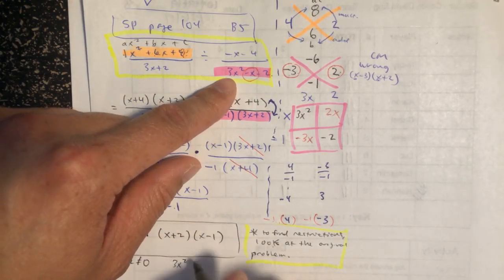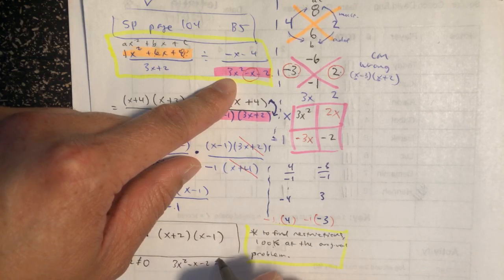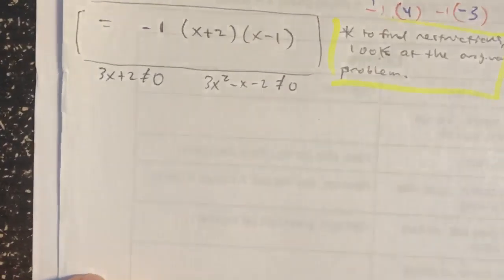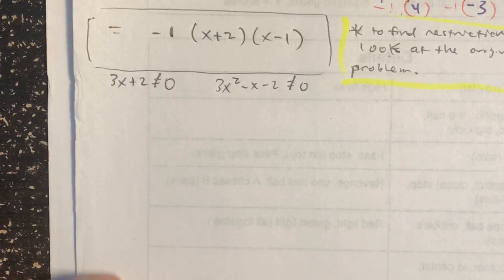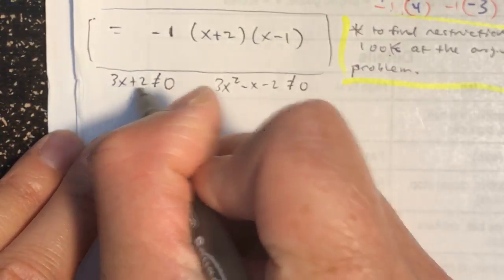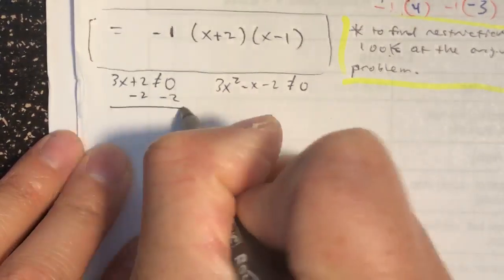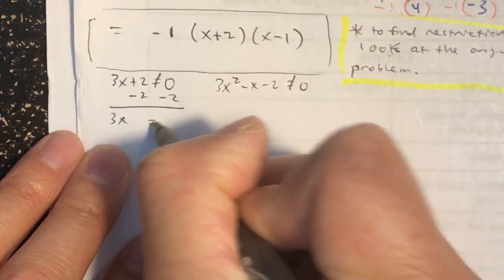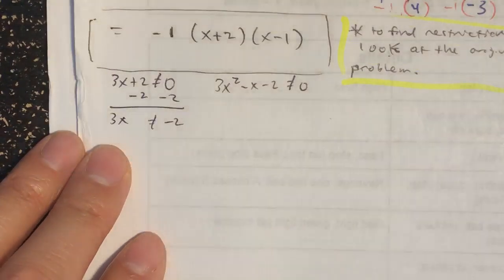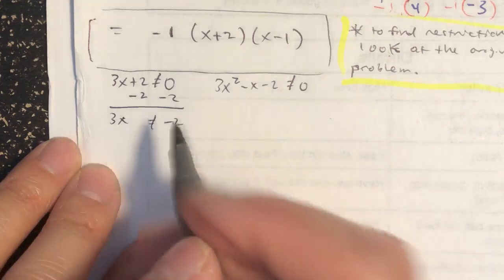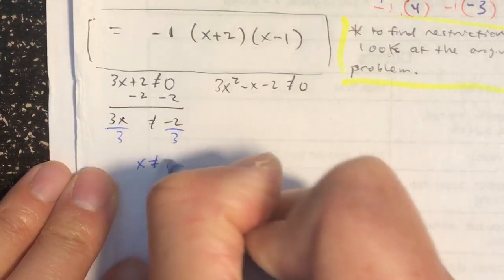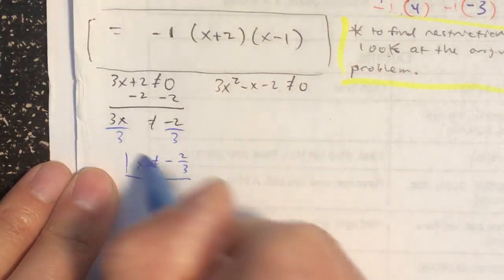3x squared minus x minus 2 is not equal to 0. Zoom in. 3x plus 2, you're going to subtract 2. That'll equal 0, and then you have negative 2. And then we just divide by 3, so x cannot be negative 2/3. There's one restriction.